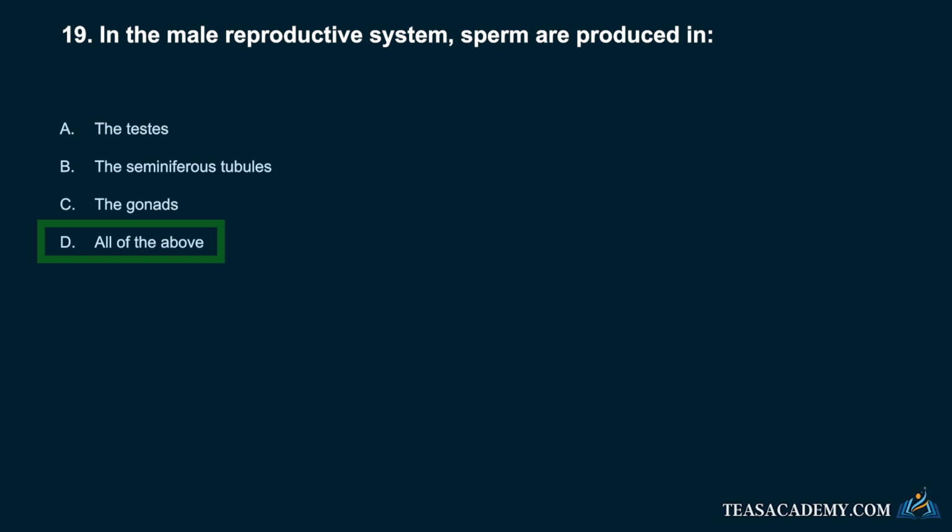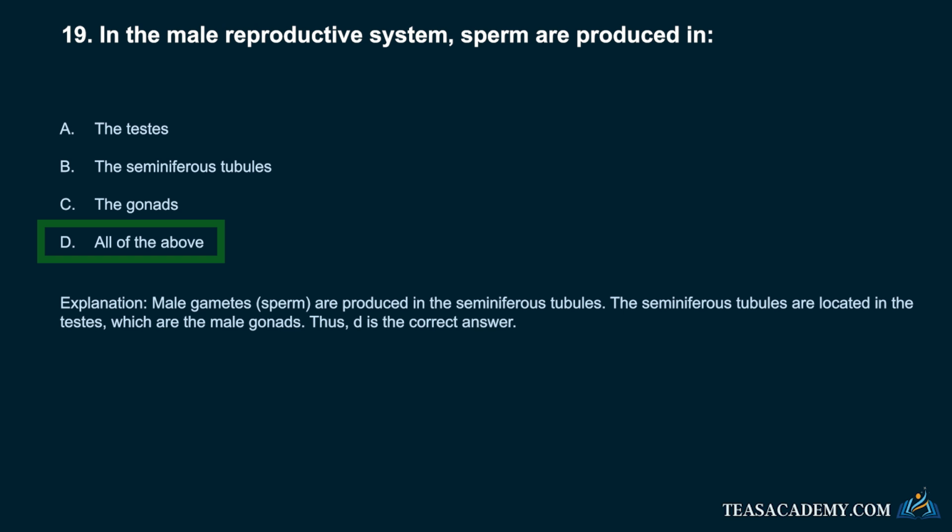Correct answer, D. All of the above. Male gametes, sperm, are produced in the seminiferous tubules. The seminiferous tubules are located in the testes, which are the male gonads. Thus, D is the correct answer.